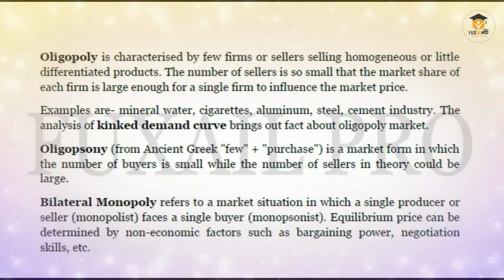Oligopoly is characterized by few firms or sellers selling homogeneous or little differentiated products. The number of sellers is so small that the market share of each firm is large enough for a single firm to influence the market price.